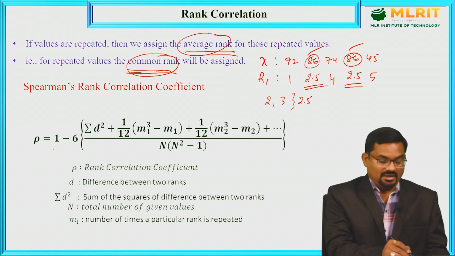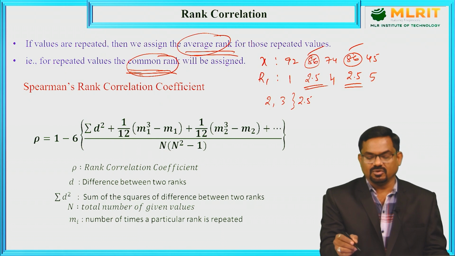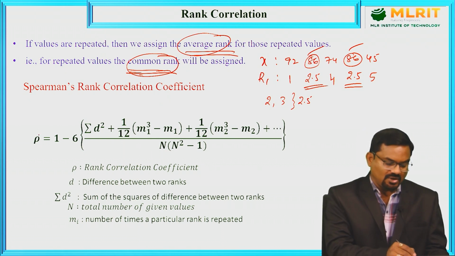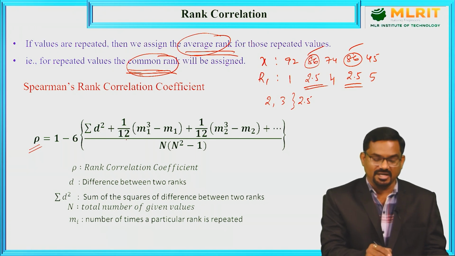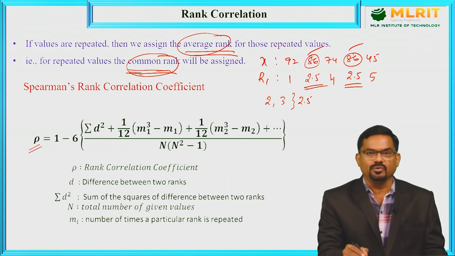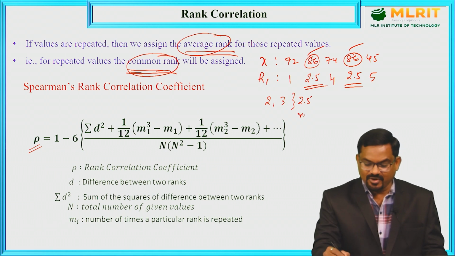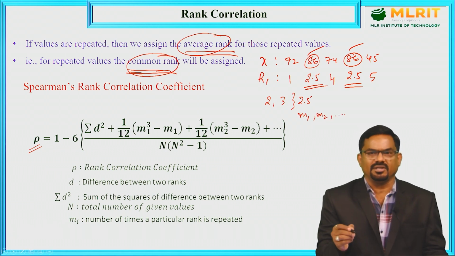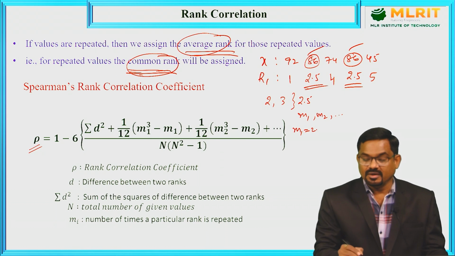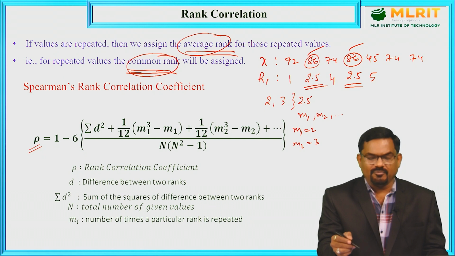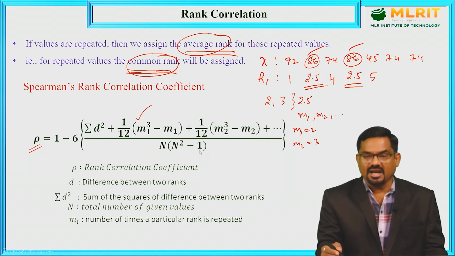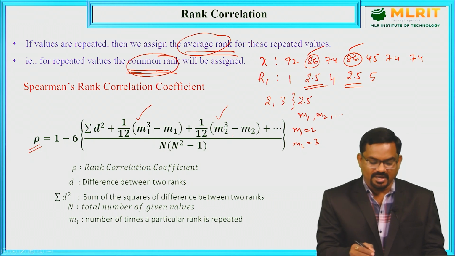And let us use the Spearman's rank correlation method to find the correlation coefficient for repeated values. The rank correlation coefficient is denoted by rho and is given by 1 minus 6 into sigma d square plus 1 by 12 into m1 cube minus m1 plus 1 by 12 into m2 cube minus m2 plus so on, by n into n square minus 1. Here m1, m2, etc. are the number of times a particular rank is repeated. For example, here 86 is repeated 2 times, so m1 equal to 2. And if 74 is repeated 3 times, then m2 will be 3. Like that, if a particular rank is repeated m1 number of times, substitute that m1 here. Another rank is repeated m2 number of times, substitute here, and so on.